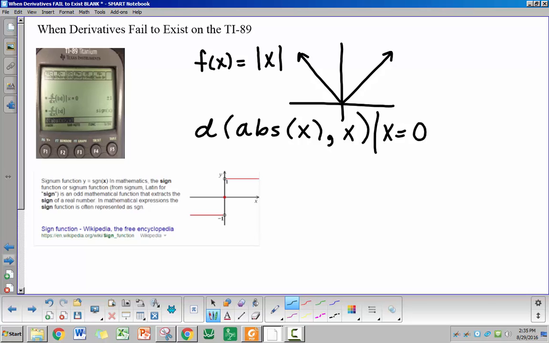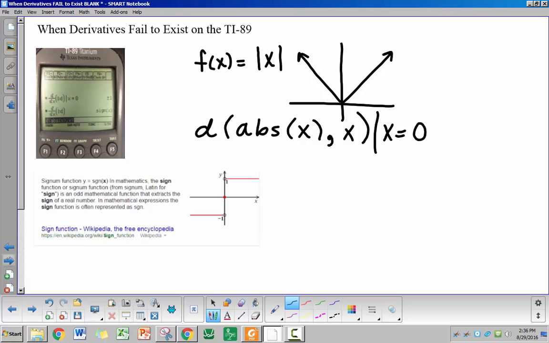So what does your calculator say to you? Plus or minus 1. Now is that telling you the derivative doesn't exist there? Is the calculator saying the derivative doesn't exist there? The answer is neither. The derivative does not exist there because it gave you two different slopes.